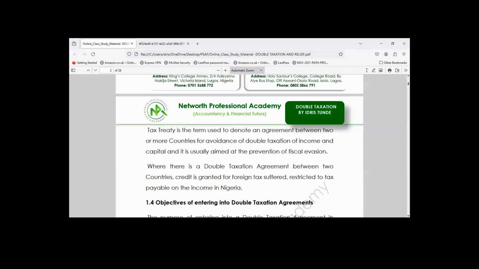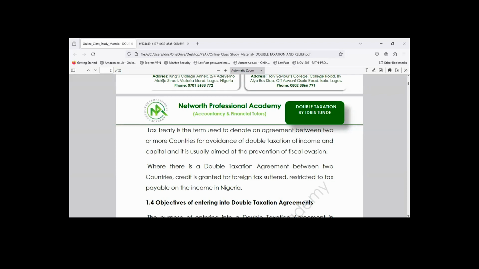Take, for instance, Nigeria and UK. They enter into an agreement that they want to avoid double taxation. They have entered into a double taxation agreement. Let me give a practical example. Nigeria may have a double taxation agreement with UK. Inside the agreement, they may say any income coming from UK that has been taxed in UK will not be taxed again if it enters Nigeria.